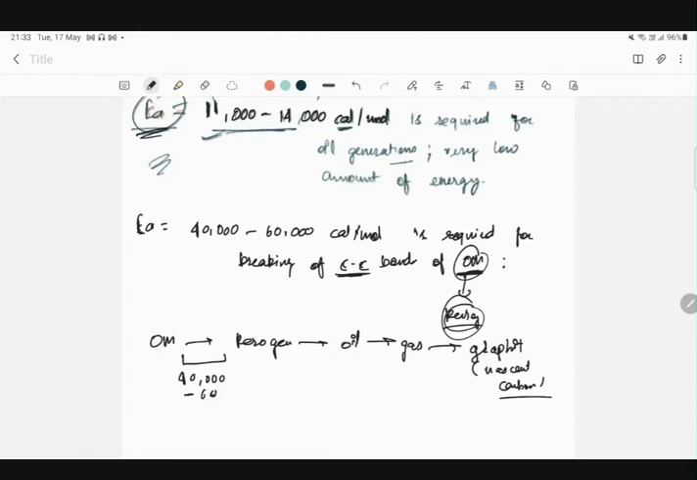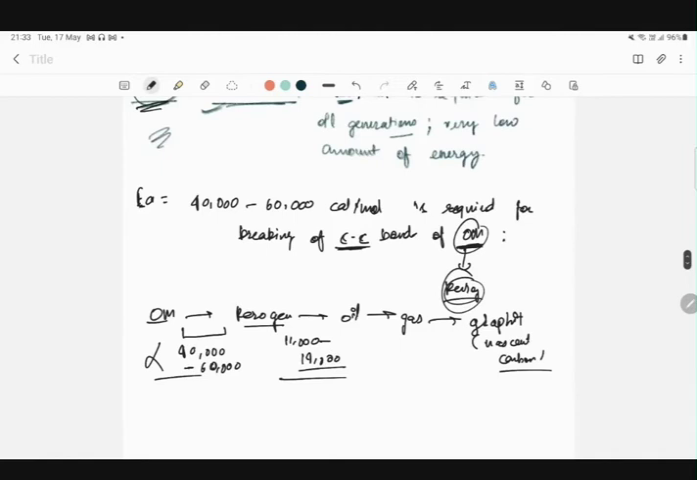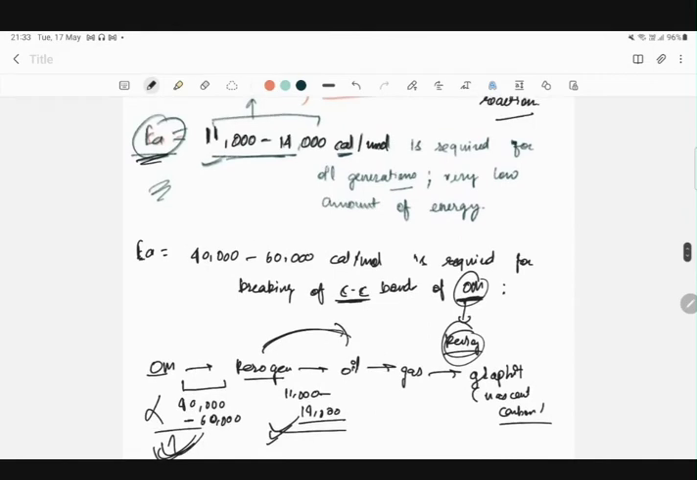In this stage, from organic matter to kerosene, the amount of energy required is 40,000 to 60,000. But from kerosene to oil, the amount of energy required is around 11,000 to 14,000. So this was the concept of activation energy. During the initial phase of conversion, a large amount of energy is required, but during the main phase of conversion of kerosene to oil, a lesser amount of energy is required. Clear?